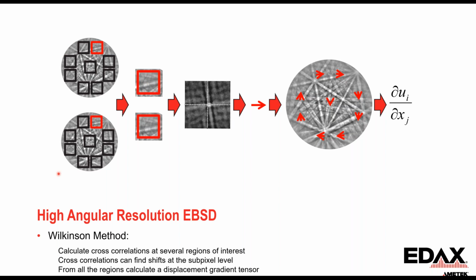When we do it for all these ROIs, we start to get an idea for what the shifts present in the pattern are. That cross-correlation can find shifts at the sub-pixel level. And from all those, that distortion field, we can calculate a displacement gradient tensor at the end. That can then lead to higher precision and some strain analysis of materials.